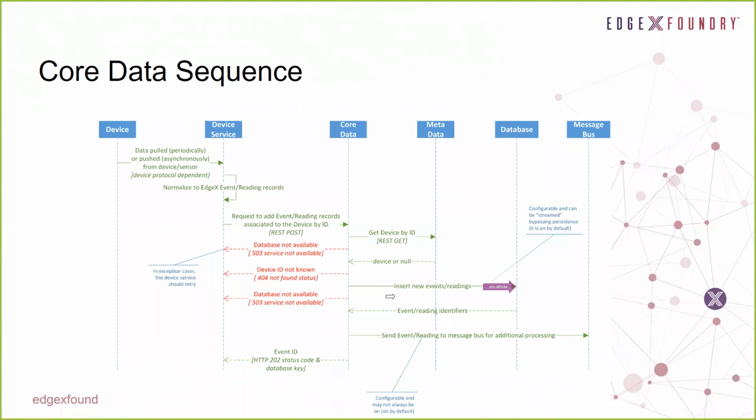And at that point, core data will also queue that data up into that message bus. Again, for us, that's 0MQ by default, so that it can be pushed off to, again, those northbound export services where it can be sent off to your enterprise or to your cloud, whatever you have above EdgeX. And again, finally, we send back that information to device service that, hey, your event has been essentially registered, we've got it, and it has been moved on to the rest of the system.